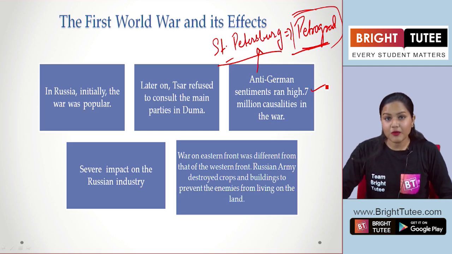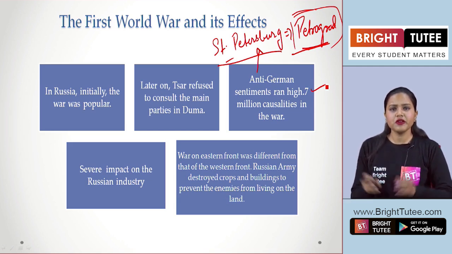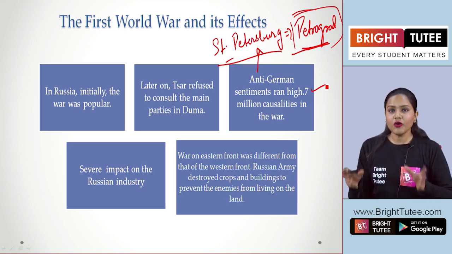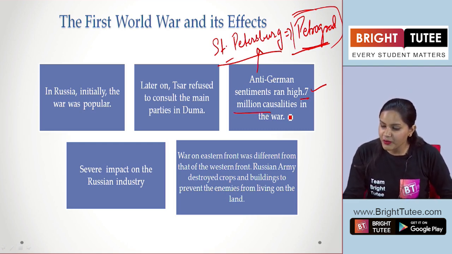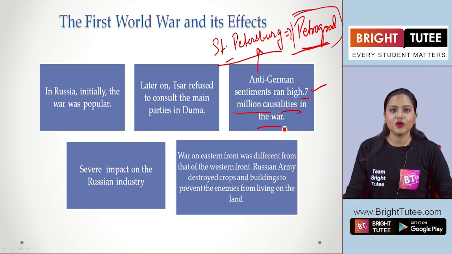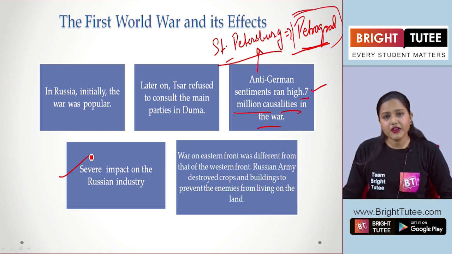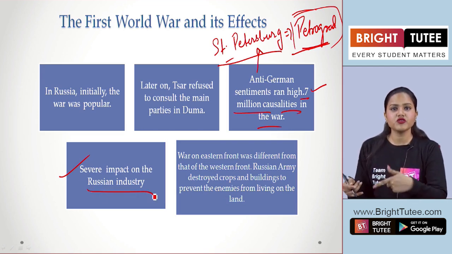But when we are talking about the casualties in the war, definitely in the First World War, we see that people are fighting from both sides, right? So here specifically in Russia, there were over 7 million casualties in the war. So you can see that 7 million people died in the war here. Also, there was a severe impact on the Russian industry, about which we are going to talk here.